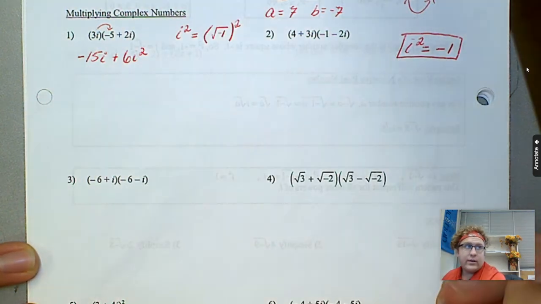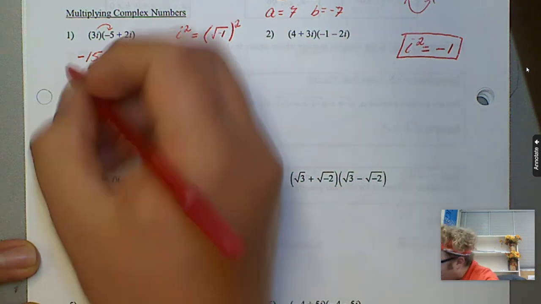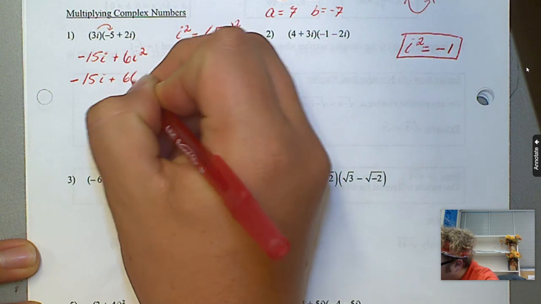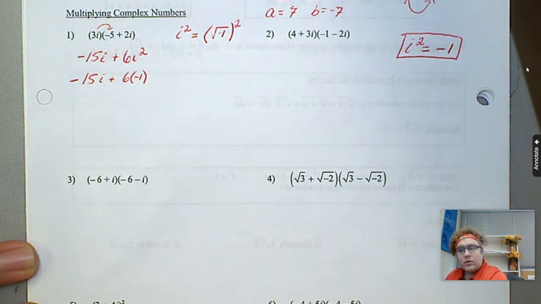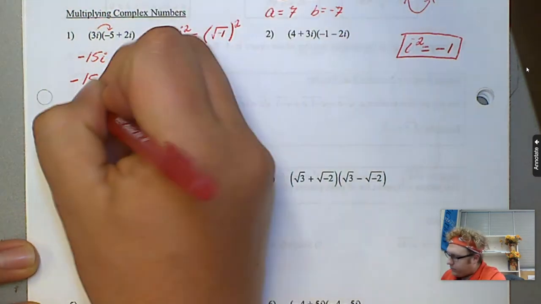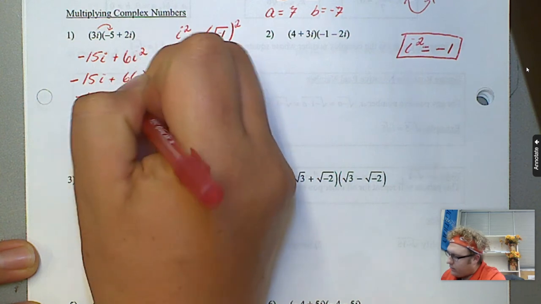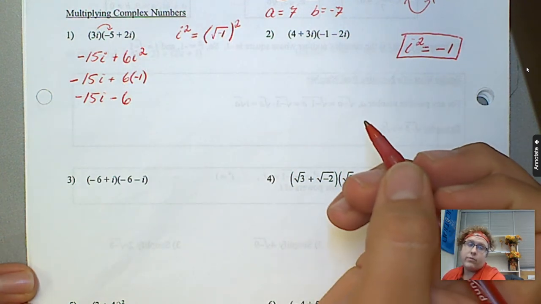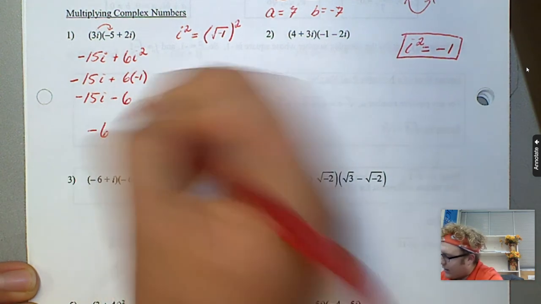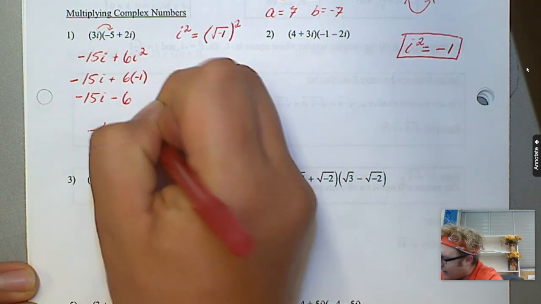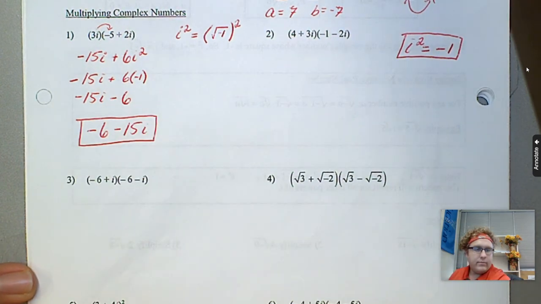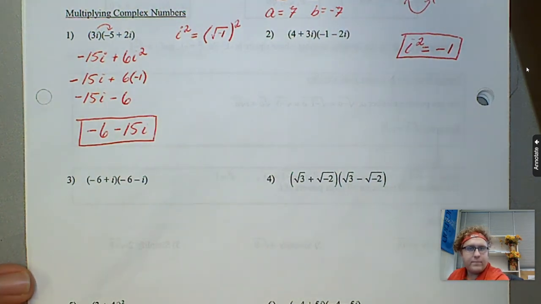And there's that i squared I said was going to pop up, and we are going to replace that with the number -1. So I'm going to multiply by -1 here, so I get -6. And then just like we talked about on the last slide, we're going to reverse the order of that so that it has the real number first and then the imaginary number. So that's example 1, -6 minus 15i.